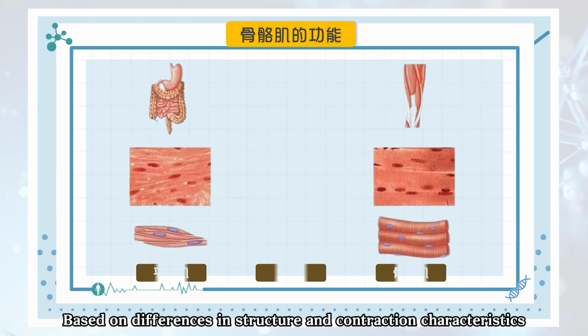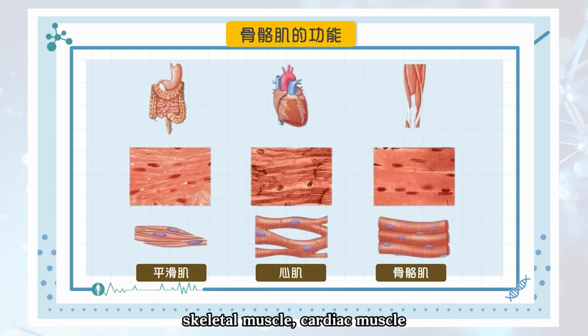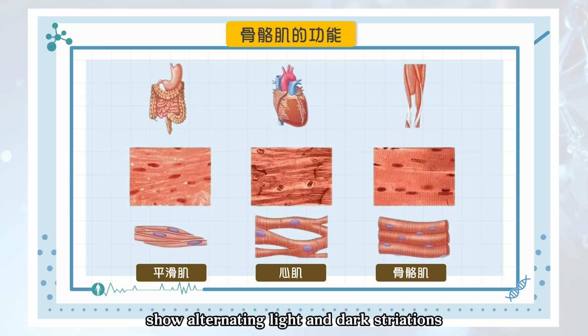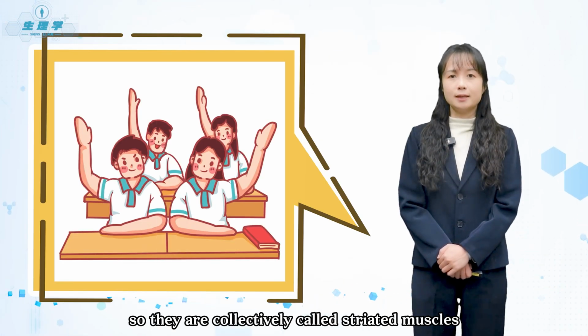Based on differences in structure and contraction characteristics, human muscle tissue can be divided into three types: skeletal muscle, cardiac muscle, and smooth muscle. Among them, skeletal muscle and cardiac muscle, under a light microscope, show alternating light and dark striations, so they are collectively called striated muscles.